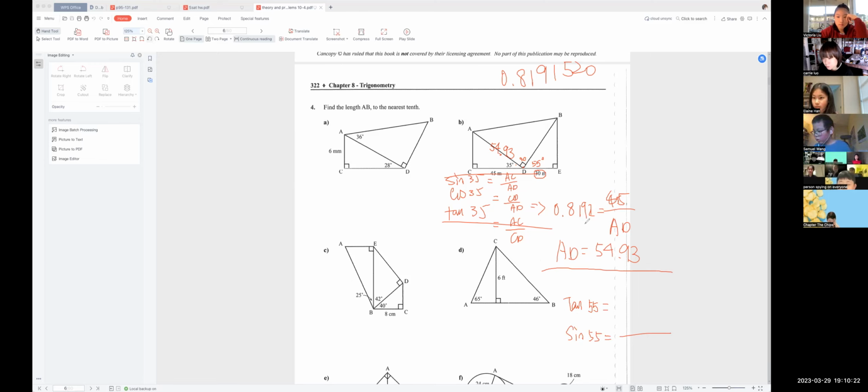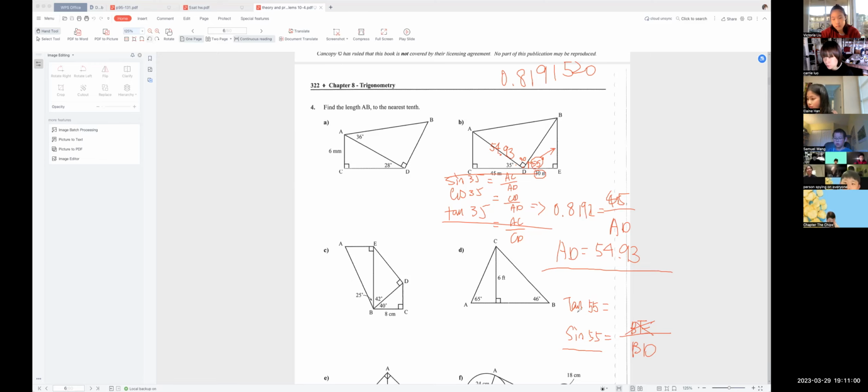Opposite over hypotenuse. So what is opposite for this triangle? 55 is a degree. We're only using sine 55. So what is the opposite? When we're talking about the opposite, it is the line opposite this angle. So it's BE over the hypotenuse BD. Do we know BE? No. So obviously we cannot use sine.